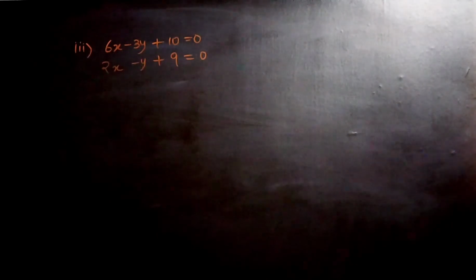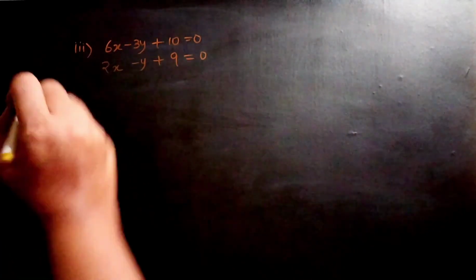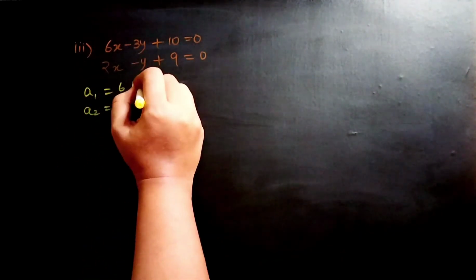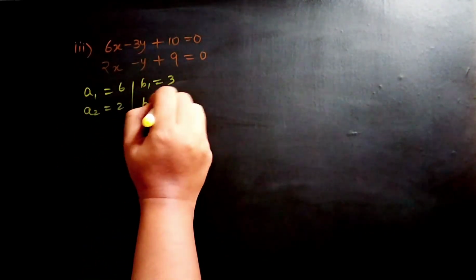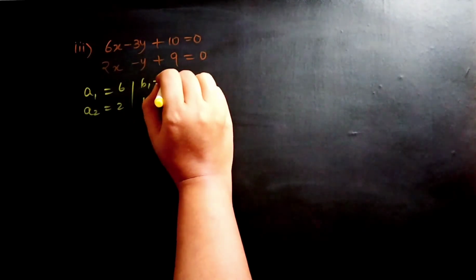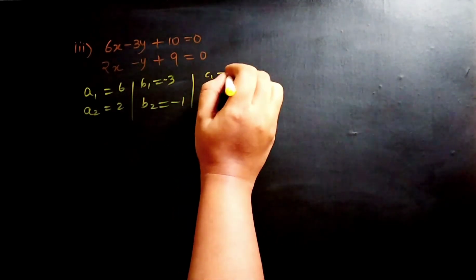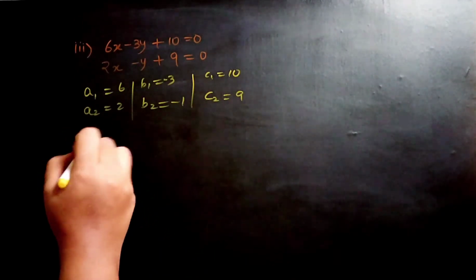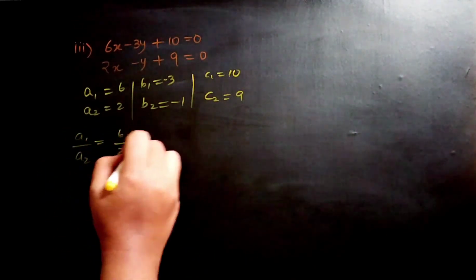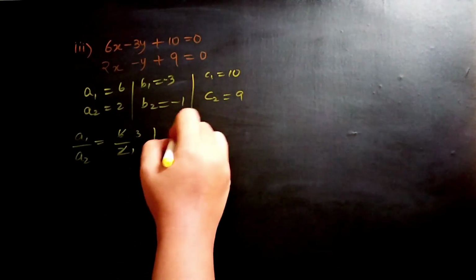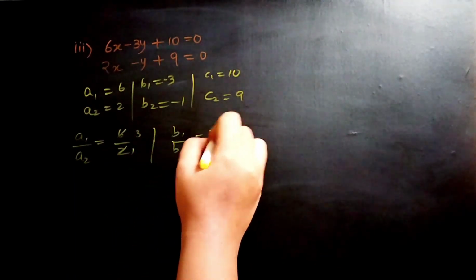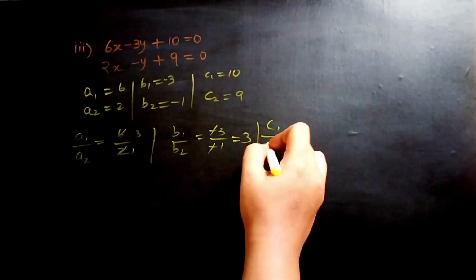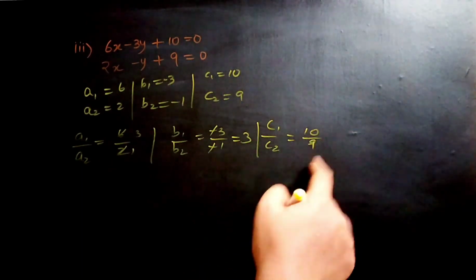6x minus 3y plus 10 equal to 0, 2x minus y plus 9 equal to 0. That means a1 value is 6, a2 value is 2, b1 value is minus 3, b2 value is minus 1, c1 value is 10, c2 value is 9. So a1 by a2 is 6 by 2, which simplifies to 3. b1 by b2 is minus 3 by minus 1; the minuses cancel, so it is 3 by 1, which is 3. c1 by c2 is 10 by 9, which we cannot simplify.